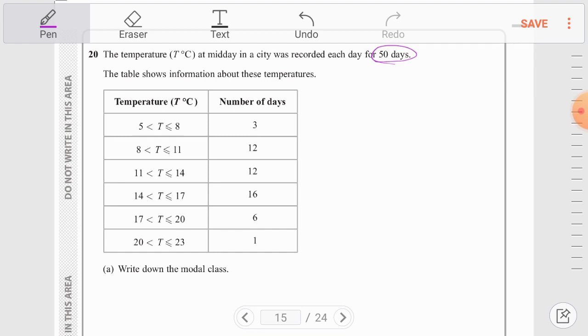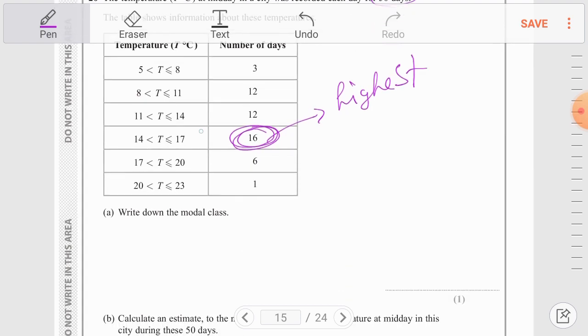In order to find the modal class, we need to find the highest frequency. We can see that 16 was the highest frequency. 16 was the highest number of days that were counted to have the same range of temperature. So as it is the highest frequency, the range for this frequency will be the modal class. So the modal class would be 14 to 17. We can write it as 14 < T ≤ 17. So this was the modal class.